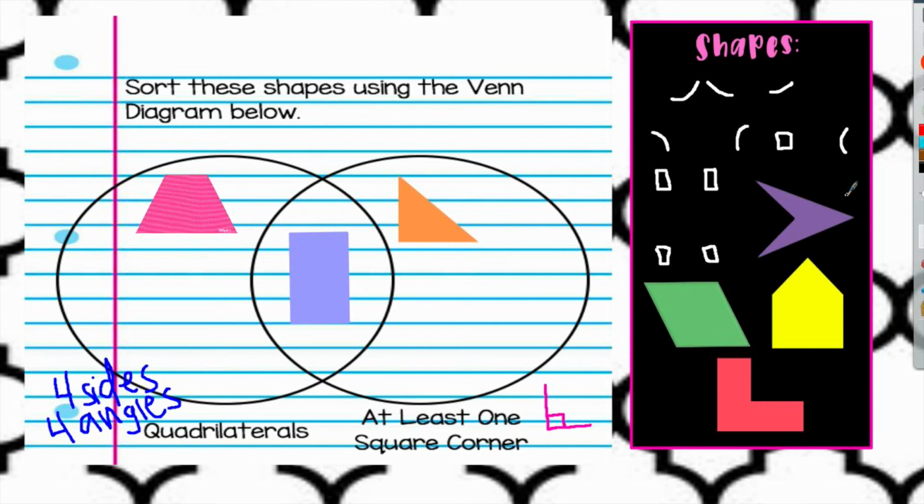of being a quadrilateral. Let's see if this shape has any square corners. Because this shape's angles did not make a square corner, I know that this shape is going to go over to the quadrilateral side of my Venn diagram. Let's move it now.